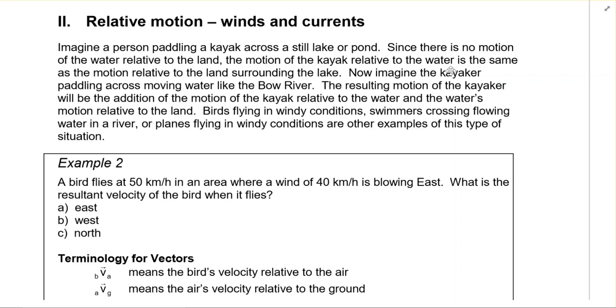Okay, relative motion. These types of problems always have something to do with wind or current. So you're going to be in a plane, or in a boat, or it's going to be a bird or something like that, going through the air. So what we have to do now is add the current to the velocity of whatever we're talking about.